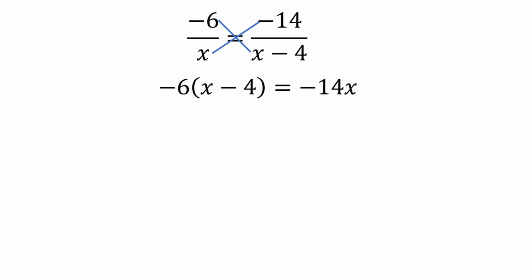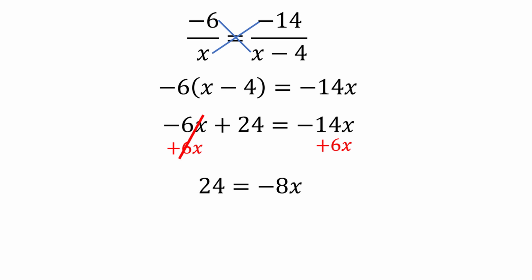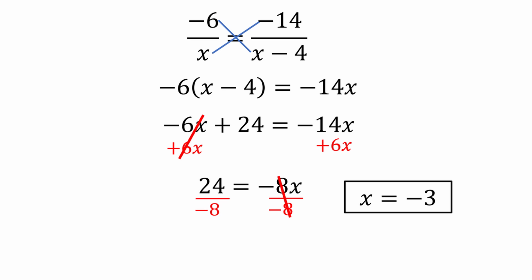Negative 6 times x minus 4 can be simplified to negative 6x plus 24. We can add 6x to both sides to cancel the 6x, which gives us 24 is equal to negative 8x. Dividing each side by negative 8, we get x is equal to negative 3. Looking back at our original problem, it does not appear that x equals negative 3 will cause any divide by 0 errors, meaning that x equals negative 3 is our solution.